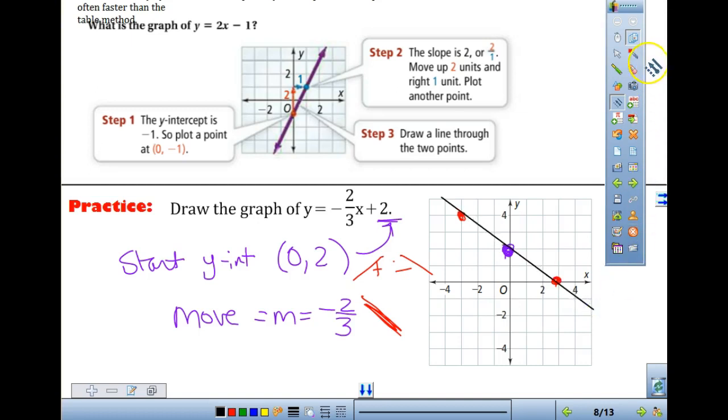And it is not a segment, it is a line. So please make sure you put arrows on your line. If you don't, I'm probably going to mark it wrong.